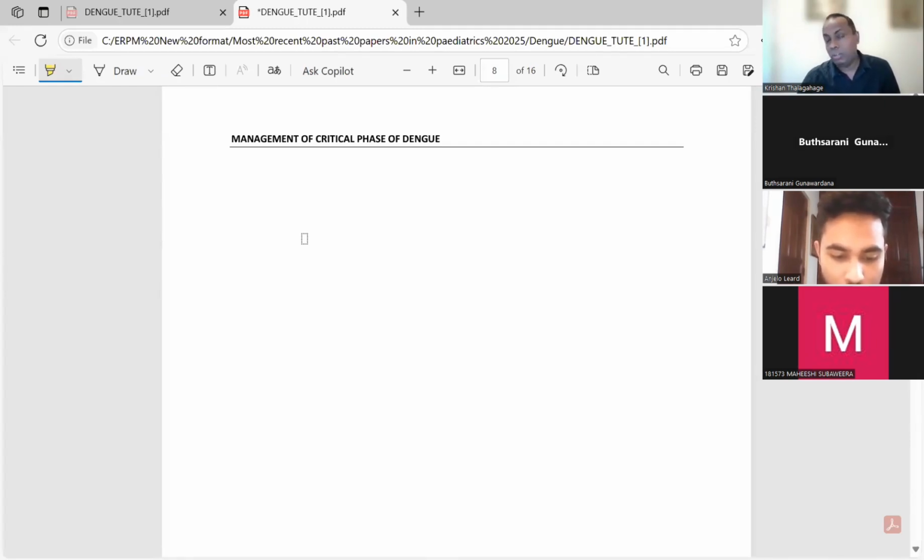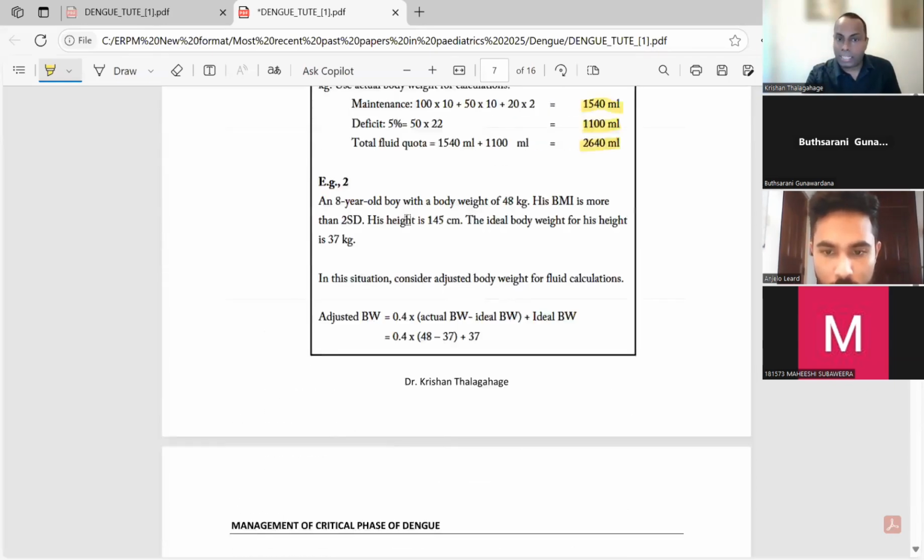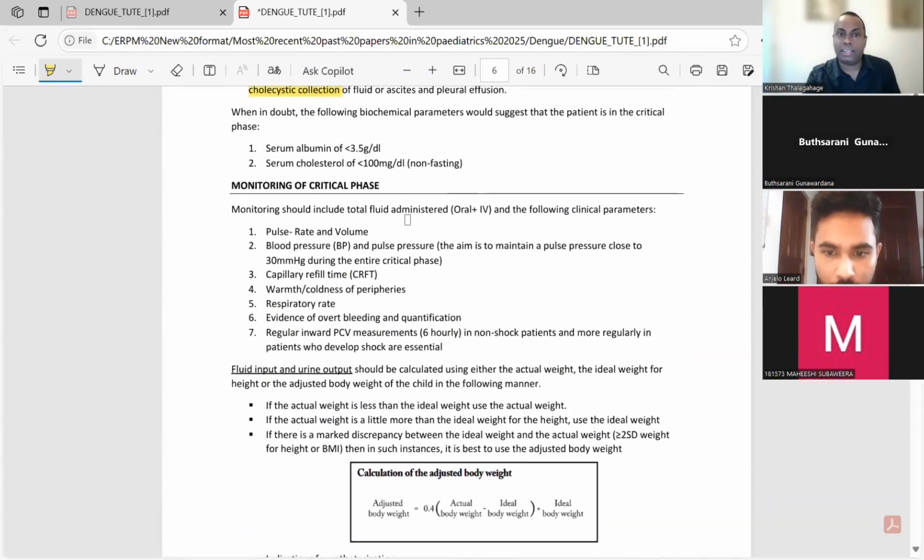What is the other thing that you need to know? You need to monitor the child's vital parameters hourly. Was that understood? And then, of course, you need to give paracetamol and so on. And then you need to keep checking PCV, packed cell volume, more frequently.